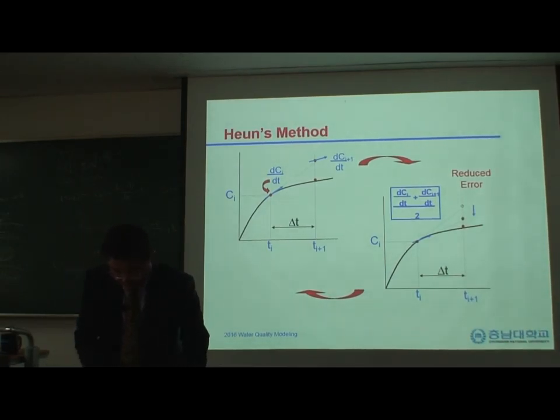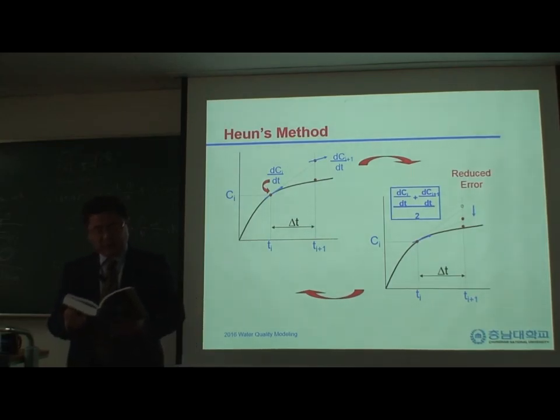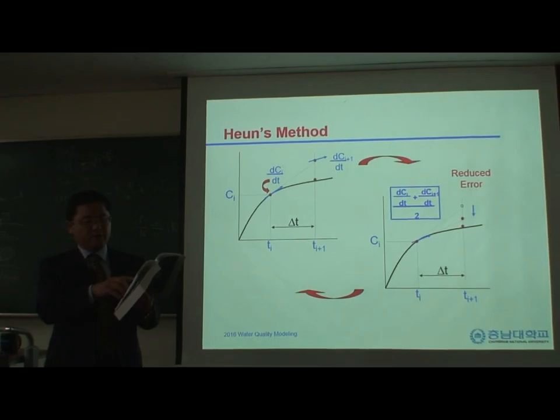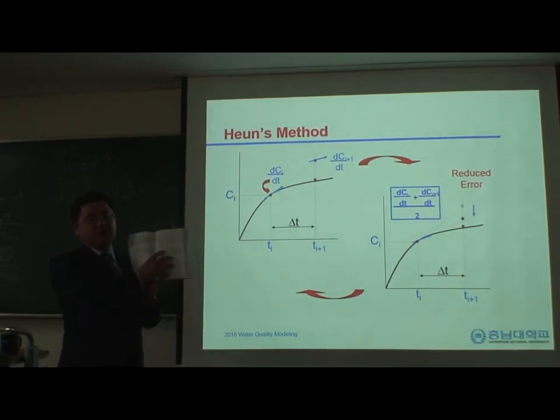So Euler is done. And let's move on to Heun's method. And on 124, Heun's method, we have dC/dt, right? And then this is on 125, it has a predictor and corrector.